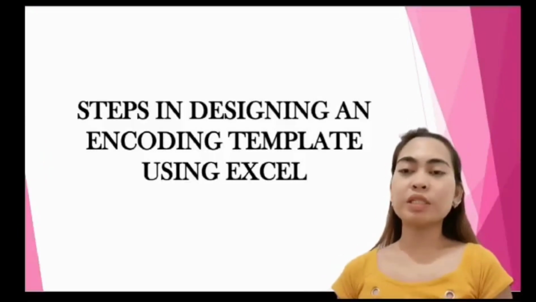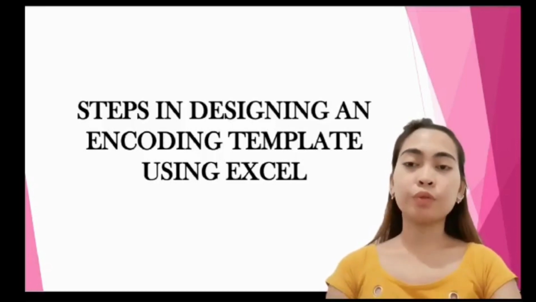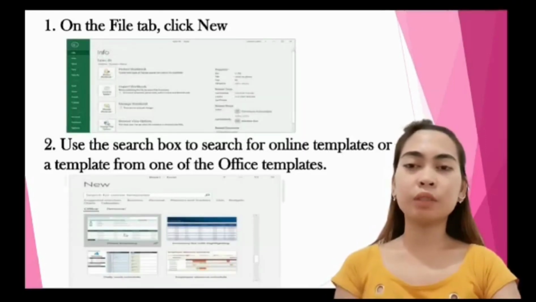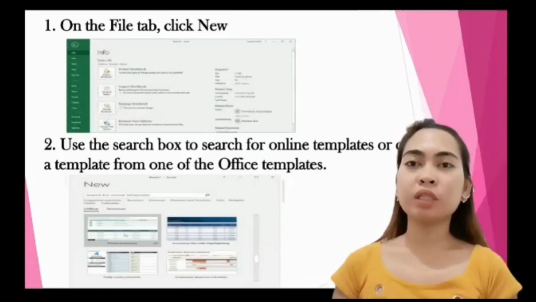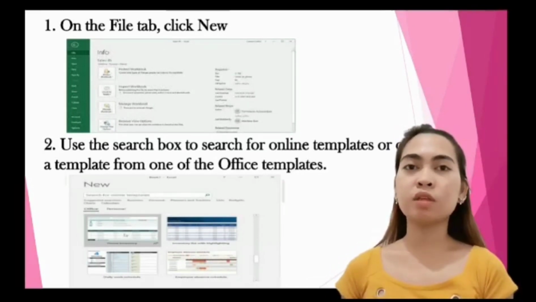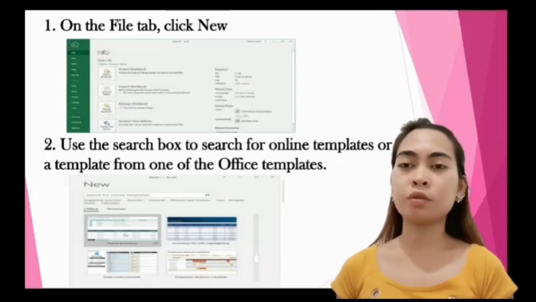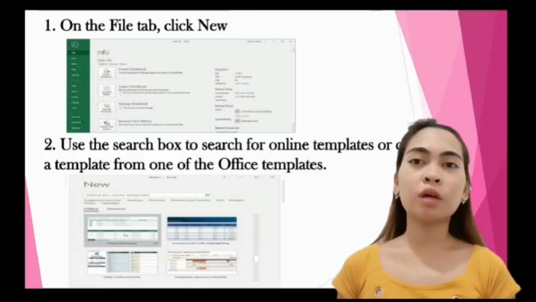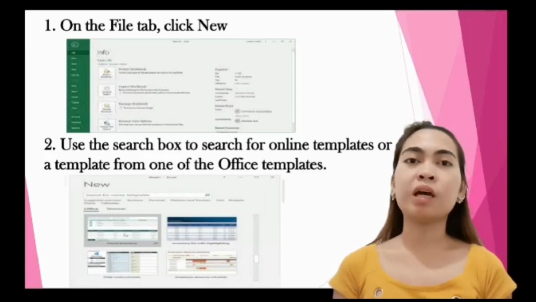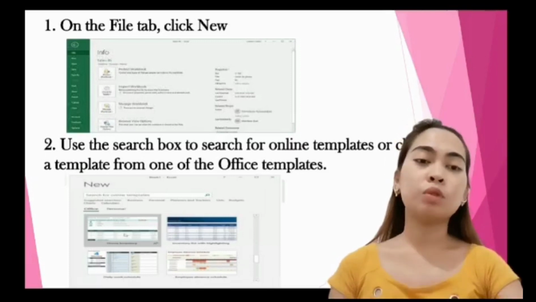The next one is the steps in designing an encoding template using Excel. Number 1, on the File tab, click New. The File tab contains the basic required options such as New, Open, Save, Save As, Print, Share, Export, and Close. Other than those mentioned options, we can also find Account and Excel's Options tab.